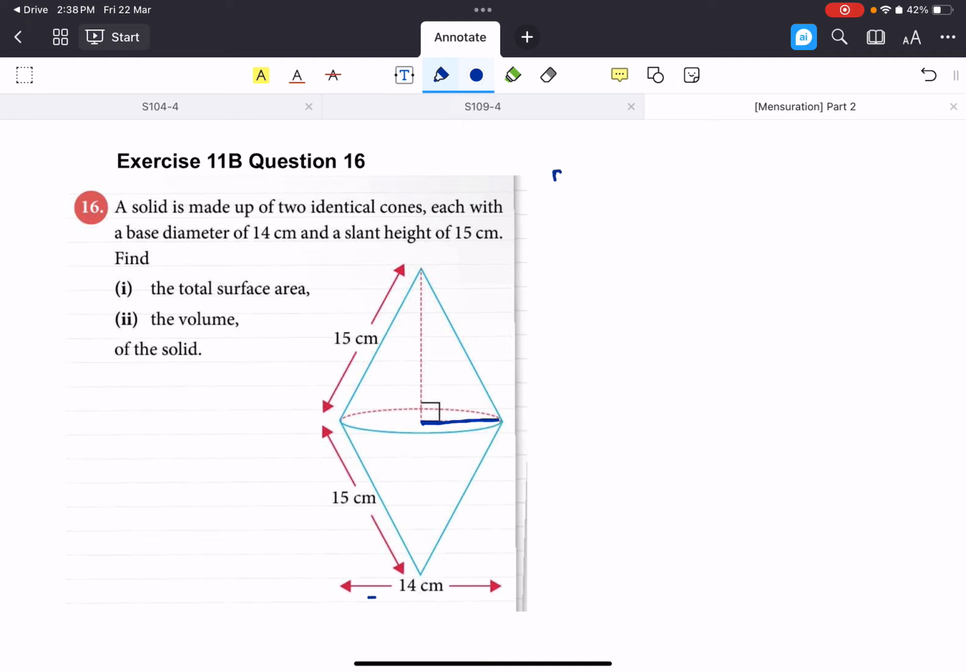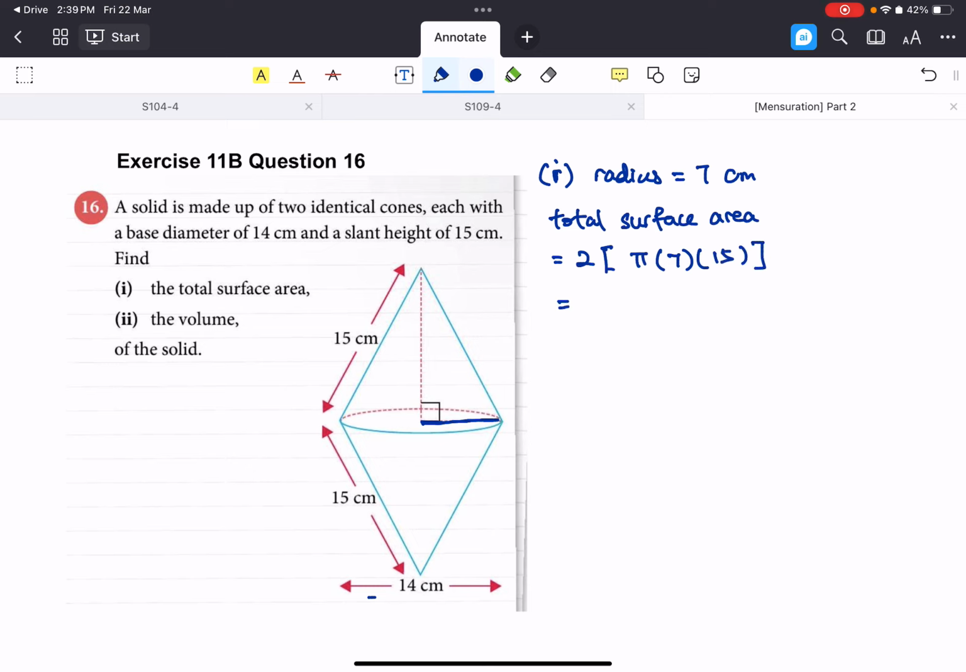So let's write it down. First of all, let's call this part 1. So the radius is equals to 7 centimeter. Now with the radius in hand, we can go ahead and find the total surface area. So the total surface area is equals to 2 times the slanted area, and the slanted area is pi times radius times the slanted height, which is 15.